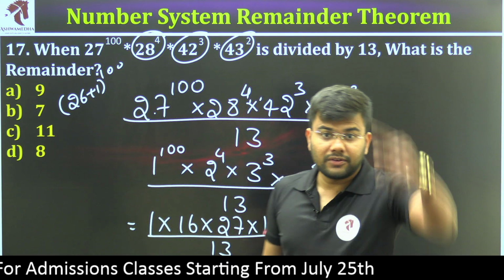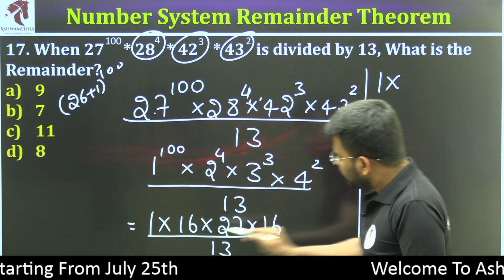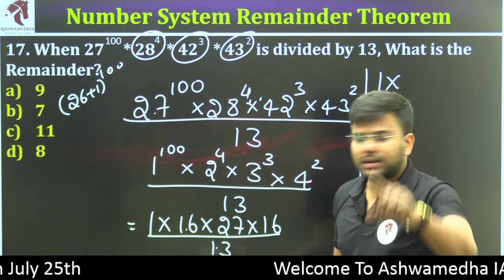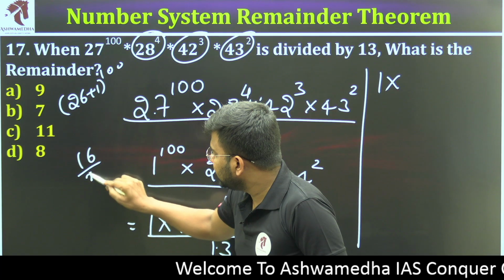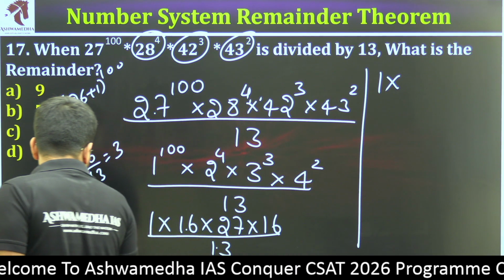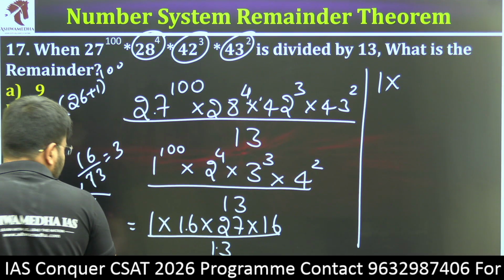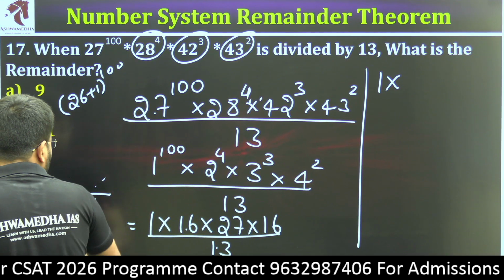That's how you do it. The first part, 1 into 16: when you divide 16 by 13, what is the remainder? 3 is the remainder. Sir, how to solve? 16 will be divided by 13. 13 ones are 13. What is the remainder? 3 is the remainder. Sir, how to apply the remainder theorem?